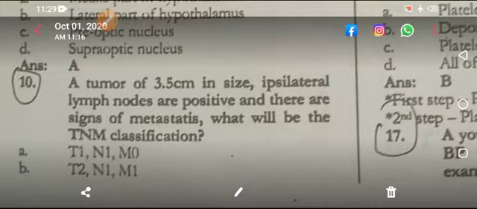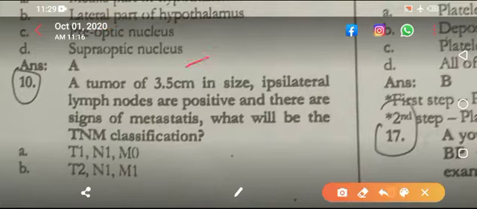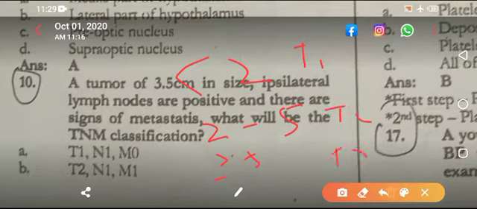A tumor of 3.5 centimeters in size, if lateral lymph nodes are positive and there are signs of mets, what will be the TNM classification? For T: less than 2, then 2 to 5, and more than 5 centimeters, that is T1, T2, T3. Now you can easily say this is T2. But there are distant mets, so this is M1.